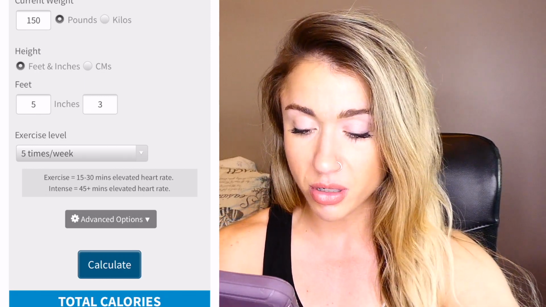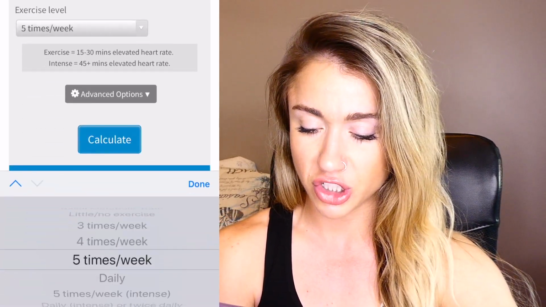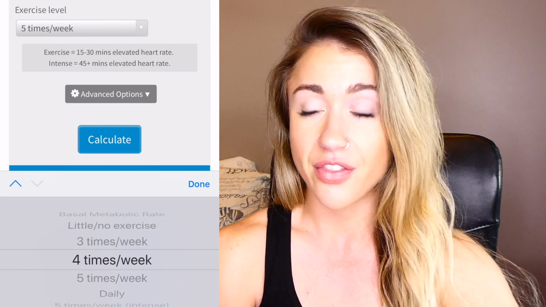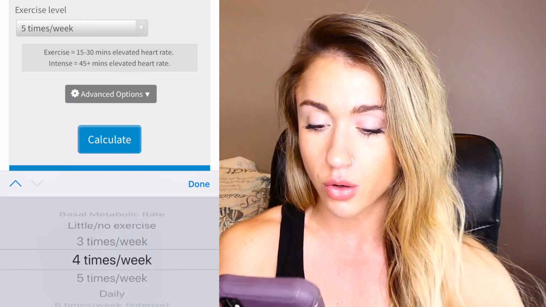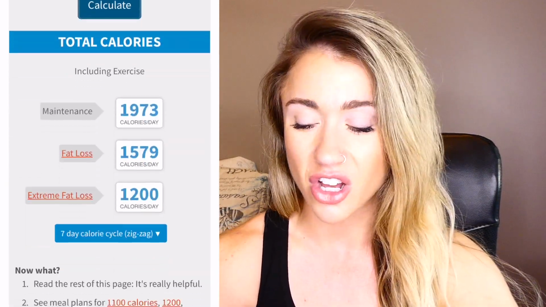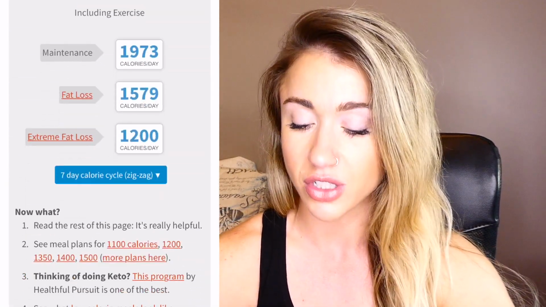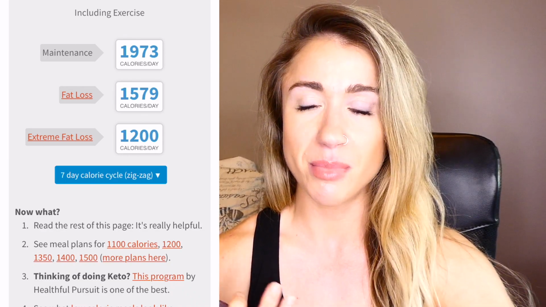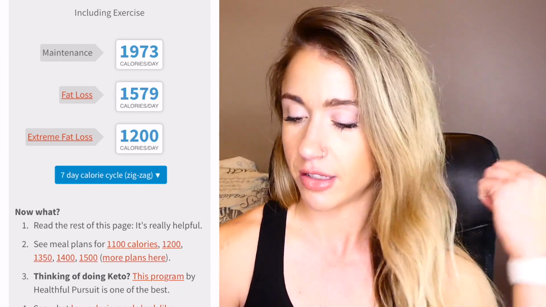So we're gonna put the 4 times a week, but unfortunately it doesn't let you take into account the daily activity level as well. So that is now 1,579 calories for fat loss. So quite a bit lower than the last result. Now, like I said, because it doesn't ask for as much information, it's a little bit harder.